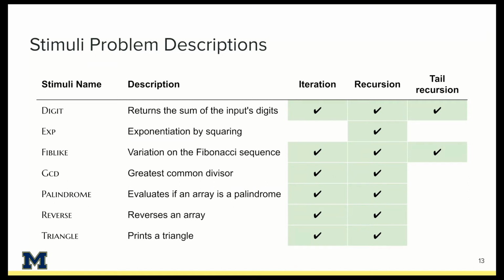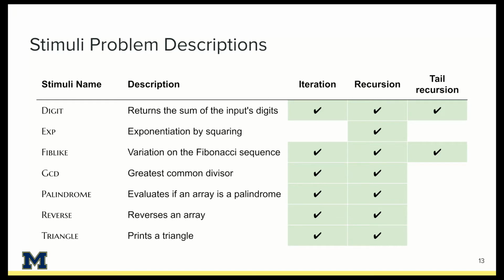For example, digit returns an integer representing the sum of the digits of the input number. Palindrome returns a Boolean evaluating if an array is a palindrome, and triangle prints a triangle using asterisks. Of the 7 tasks, 6 had both iterative and recursive framings, while 1, EXP, only had a recursive version. For this talk, we will be primarily focusing on the 6 tasks with both iterative and recursive framings.